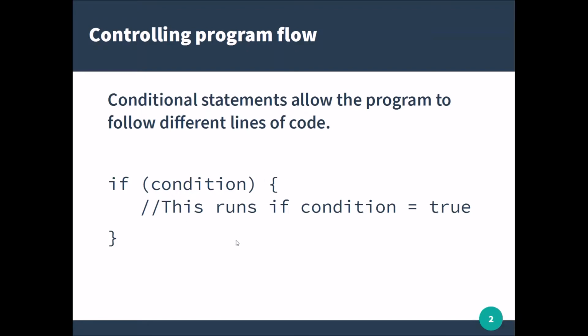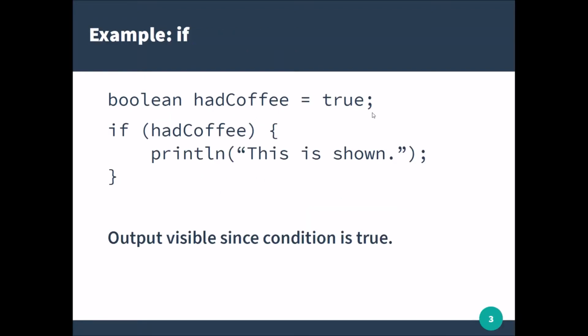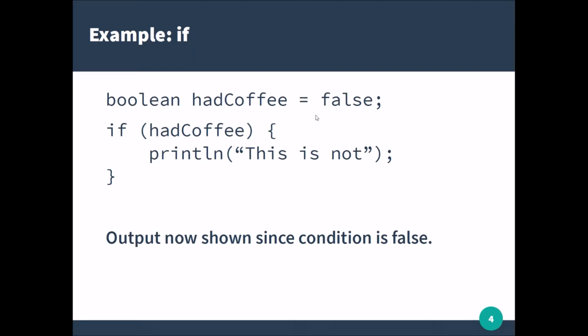So, if we have this code, hadCoffee is true, and we have this if statement that checks if the thing that is within parentheses is true, in this case the hadCoffee variable, which holds true as we see. This means that any code that is in between the curly braces gets executed, and the println would print output to the console. Now, if hadCoffee were false, anything between the curly braces would be skipped.